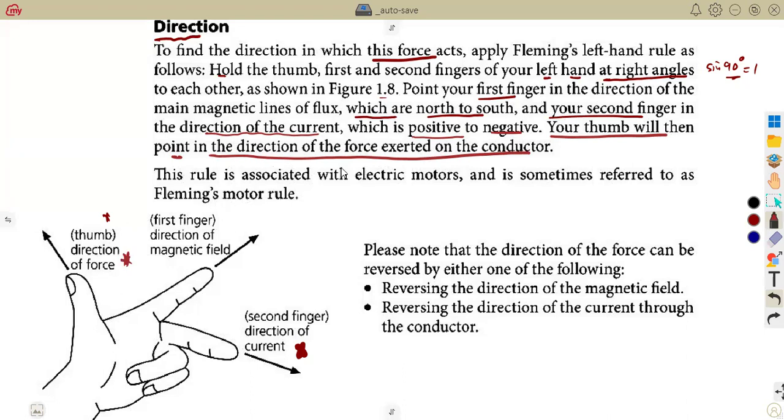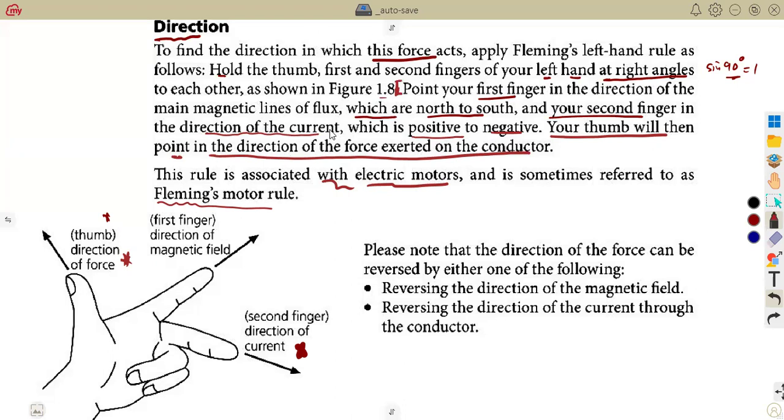So like I said, this is associated with electric motors, and is sometimes referred to as Fleming's motor rule. They can actually give it like that. It is associated with motors. So they can ask you to describe it. So you have to describe, like point your first finger in the direction of the magnetic field, and you have to describe from here.